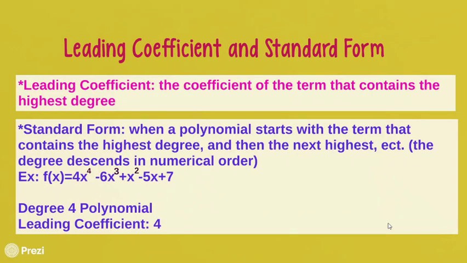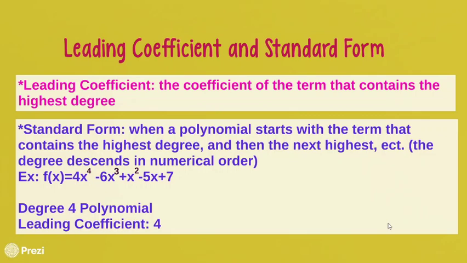So a leading coefficient is the coefficient of the term that contains the highest degree. Once you identify which term has the highest exponent, the number that is in front of that variable is your leading coefficient. Coefficients are the numbers that are in front of a variable. So the coefficient in front of the variable with the highest exponent is your leading coefficient. Now, leading coefficients are easier to find when your polynomial is in standard form.